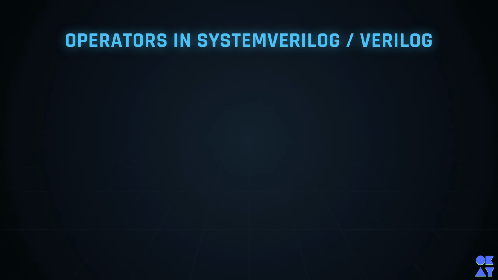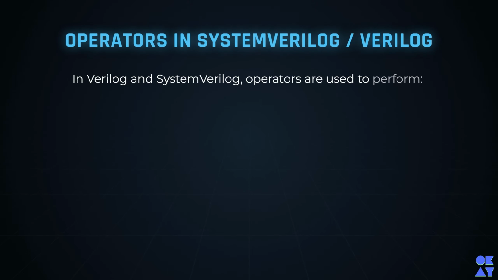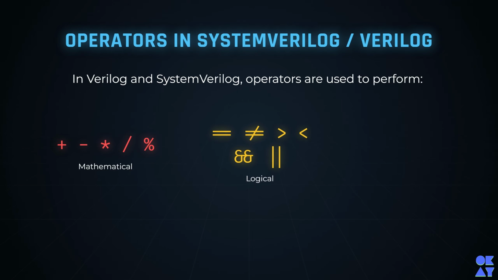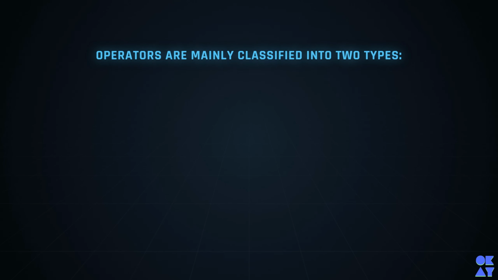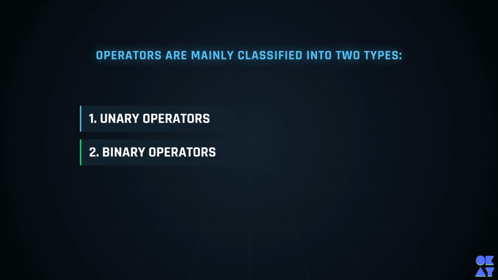Operators in SystemVerilog and Verilog. In Verilog and SystemVerilog, operators are used to perform mathematical operations, logical comparisons, and bit-level manipulations. They are essential for describing how digital circuits behave. Operators are mainly classified into two types: unary operators and binary operators.